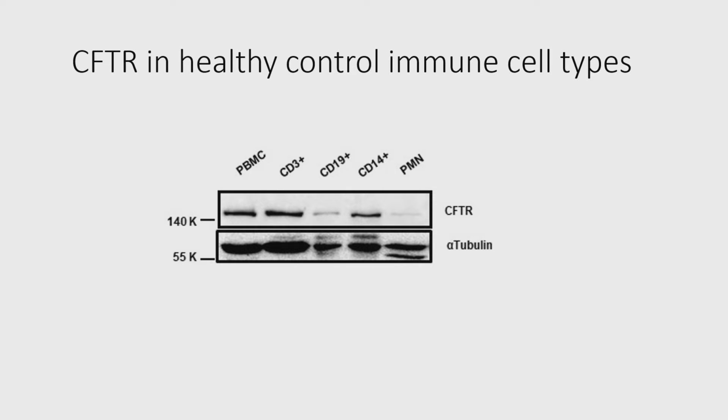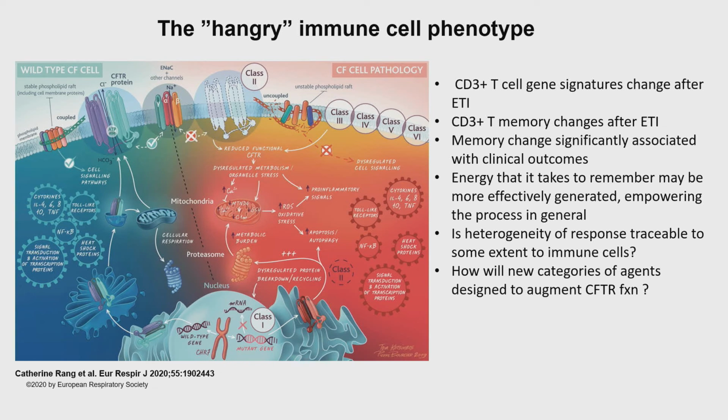And this is just a plain Western blot. It supports data that's been published by multiple groups, basically showing that in CD3 cells, CFTR is actually expressed. And so it is possible that distinct processes are happening within CD4 or CD3 T cells in general that change some sort of aberrant metabolic programming that may ultimately help their function. And that takes me back to the hangry immune cell phenotype. I really like this figure.